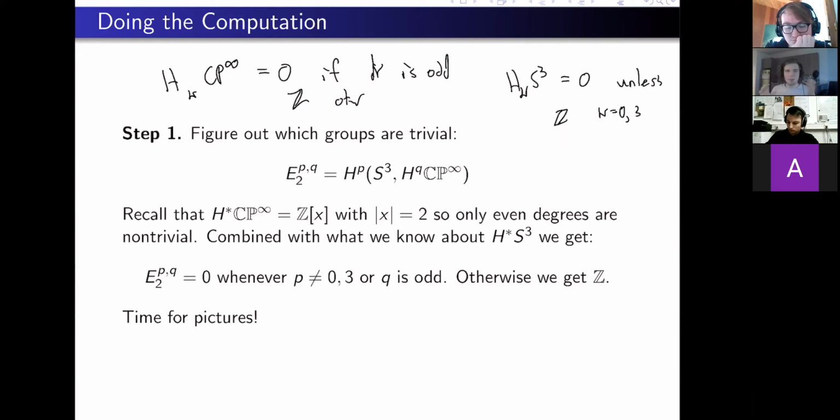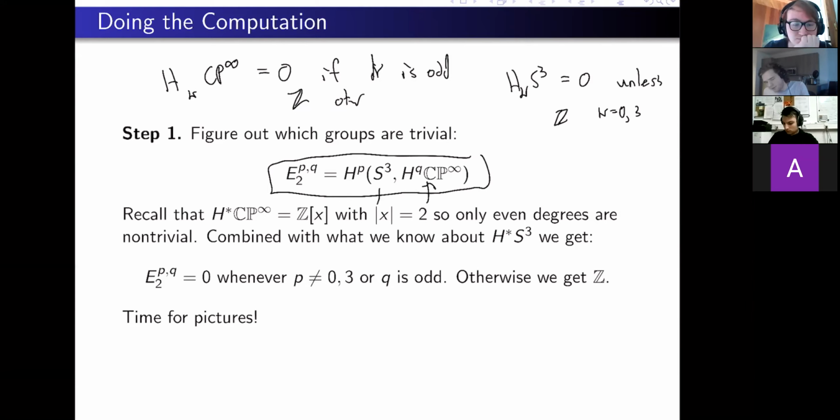Now, the important thing to note is that a lot of these are 0, which means that when we look at this guy, if the coefficients are 0, then certainly the cohomology is trivial. And if H of S3 with respect to Z is trivial, then it's going to end up being trivial too.